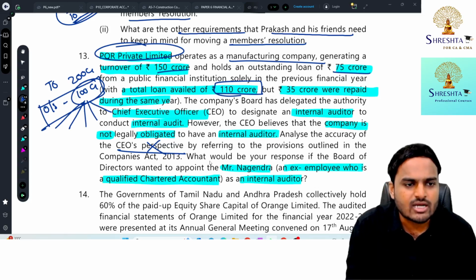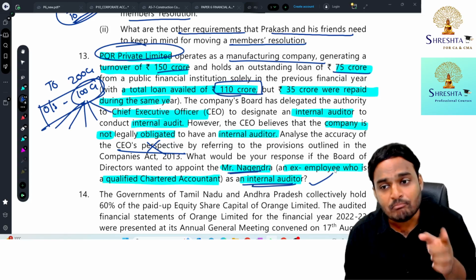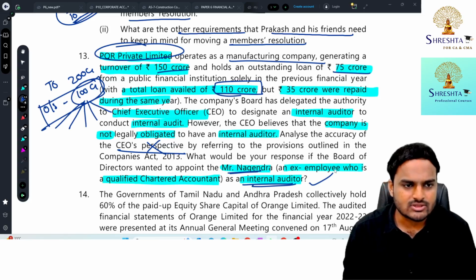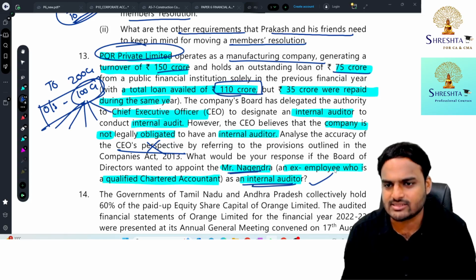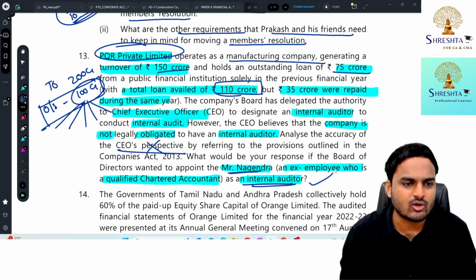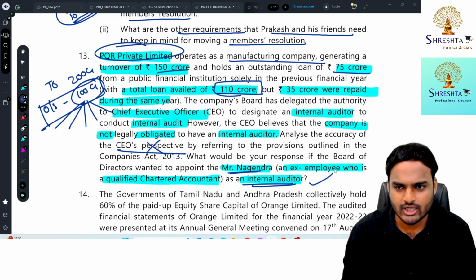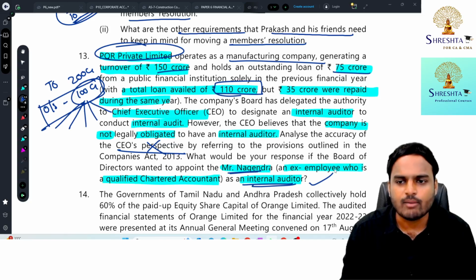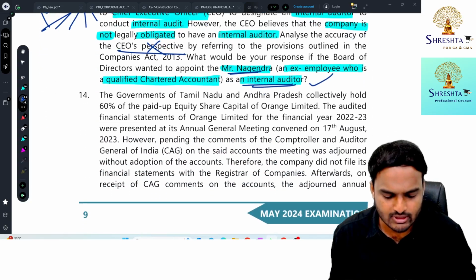Next one. Appointment of Mr. Nagendra as internal auditor. So who can be appointed as an internal auditor? Answer is, even an employee can also be appointed as an internal auditor. Understood. So he need not be a qualified chartered accountant holding a certificate of practice. Need not be a practicing chartered accountant. Can be any person. Even he can be an employee too. Understood? So CEO's perspective is incorrect, and appointment of Nagendra as an internal auditor is a correct proposal only.